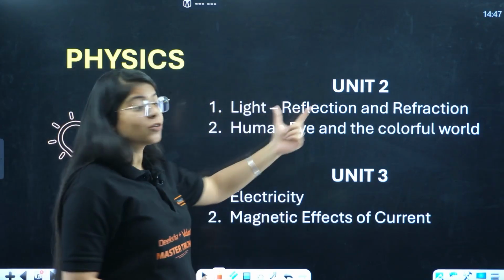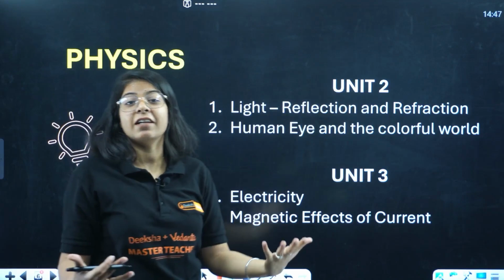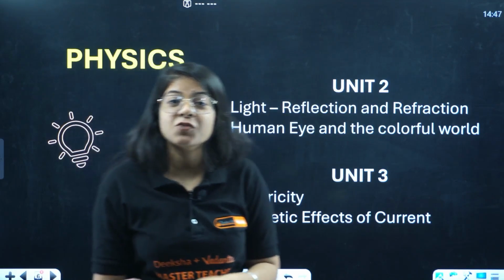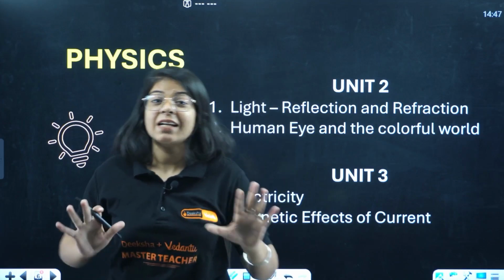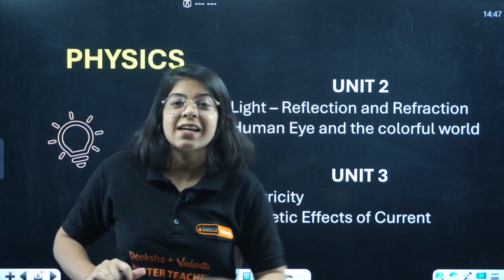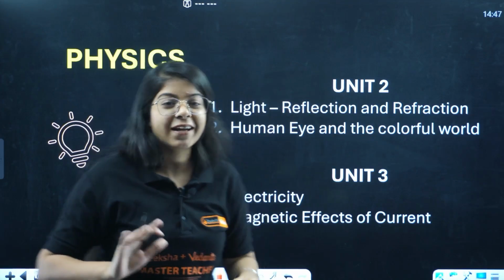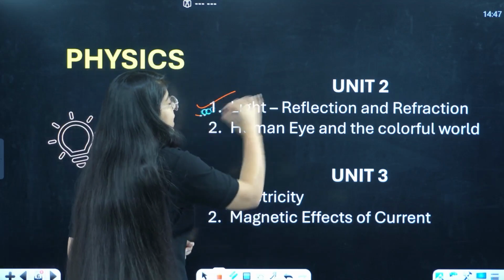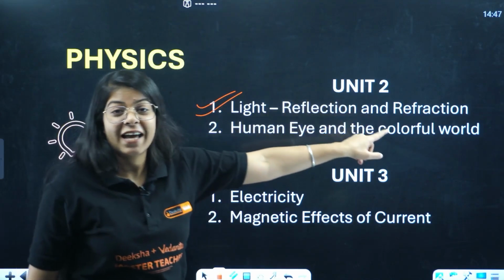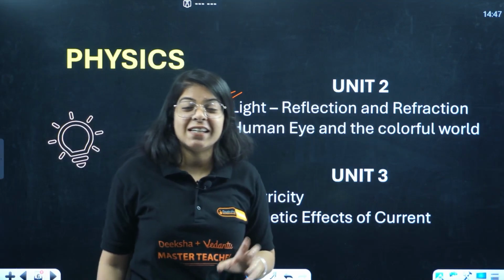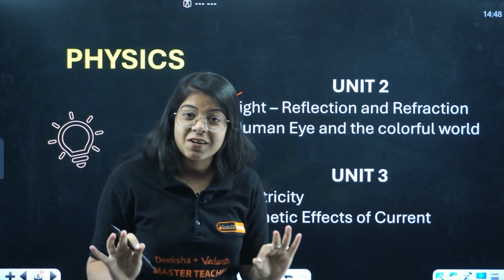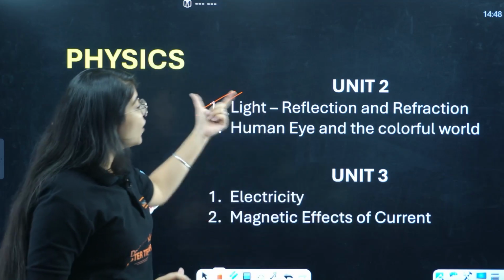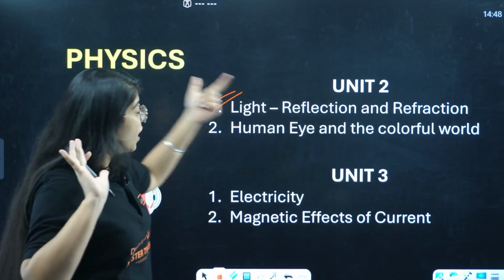So the first unit will be light, reflection and refraction. We'll study about mirrors, we'll study about lenses, we'll study about some amazing phenomena that are happening on the earth: sunrise, sunset, blue colors, red color, all that stuff. So that is in light, but this will also have ray diagrams. You might have heard from your seniors that ray diagrams are scary. But when Aditi ma'am is here, there is no fear. So light we will study in a very good manner.